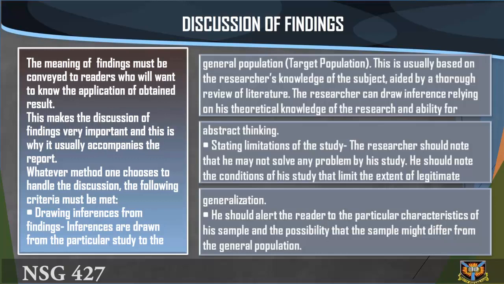2. Stating limitations of the study. The researcher should note that he may not solve any problem by his study. He should know the conditions of the study that limit the extent of legitimate generalizations. 3. It should alert the reader to the particular characteristics of the sample and the possibility that the sample might differ from the general population.